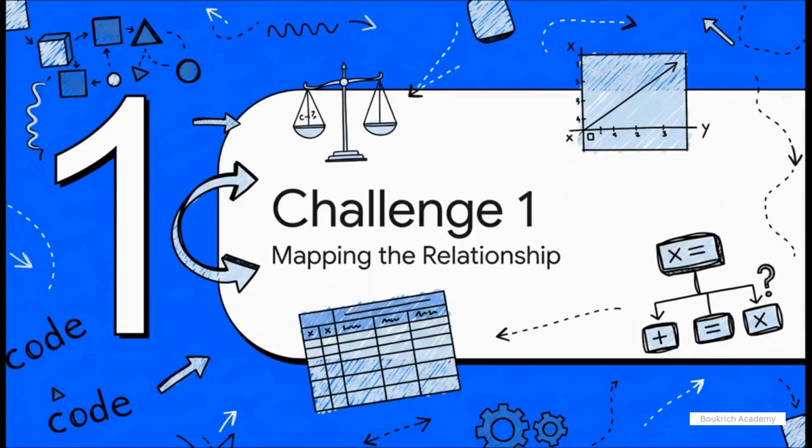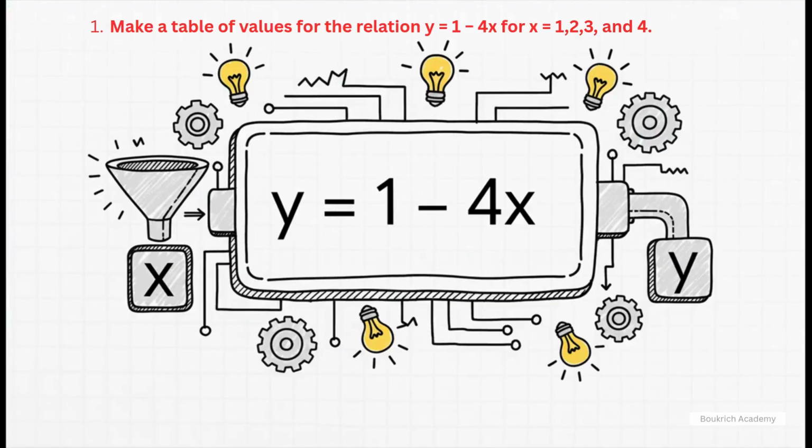All right, our first challenge is to learn how to read the code. We're going to take a set of instructions, an equation, and use it to map out a relationship. We're basically creating a table of predictable outcomes. And here it is, our first code. It says that to find the value of y, you take the value of x, multiply it by -4, and then you add 1. Pretty simple, right? Let's see it in action.